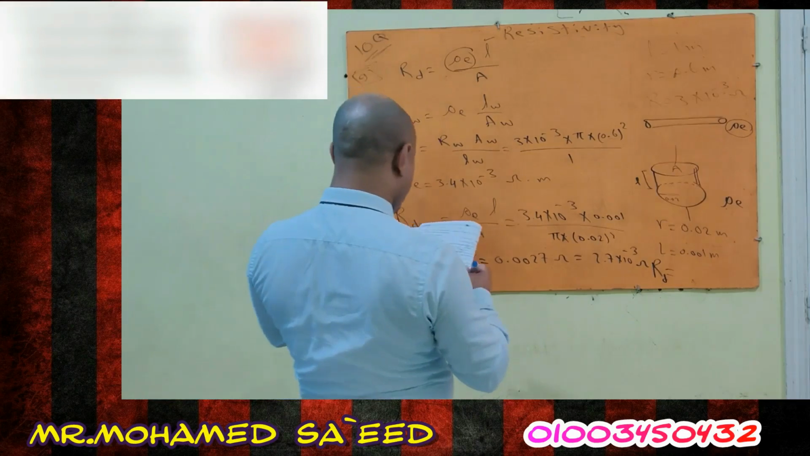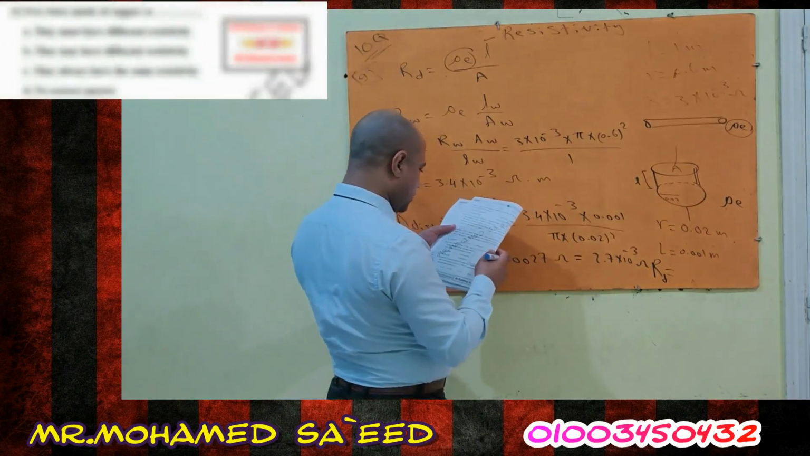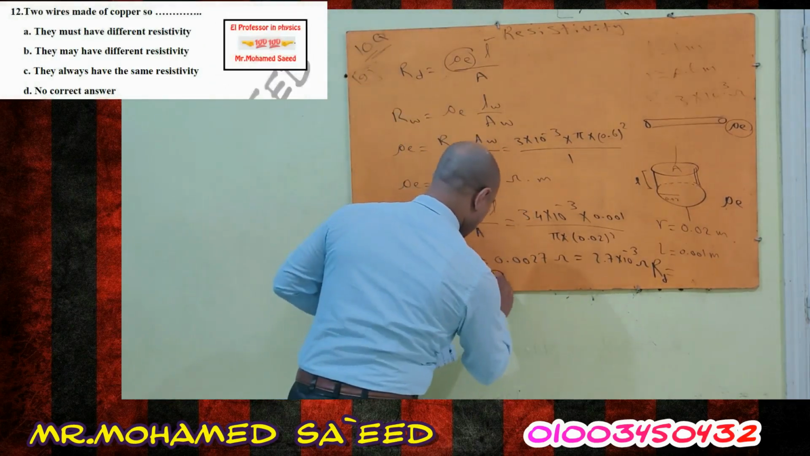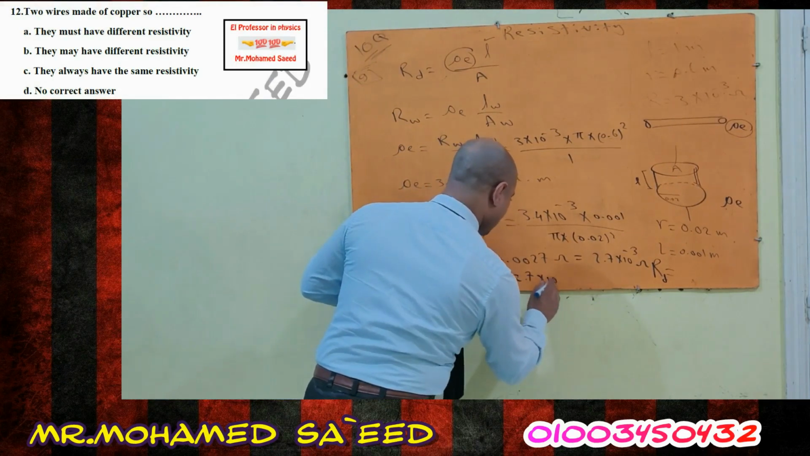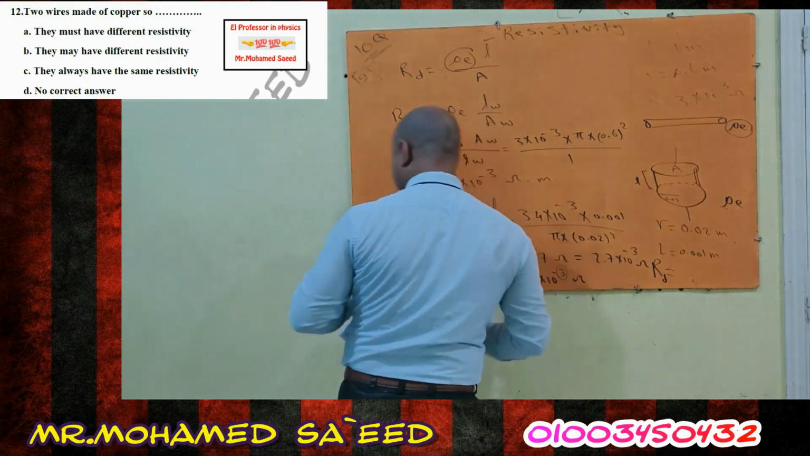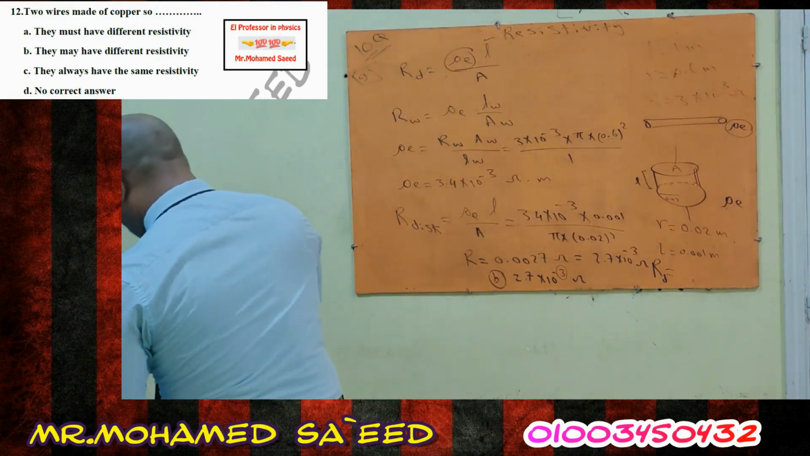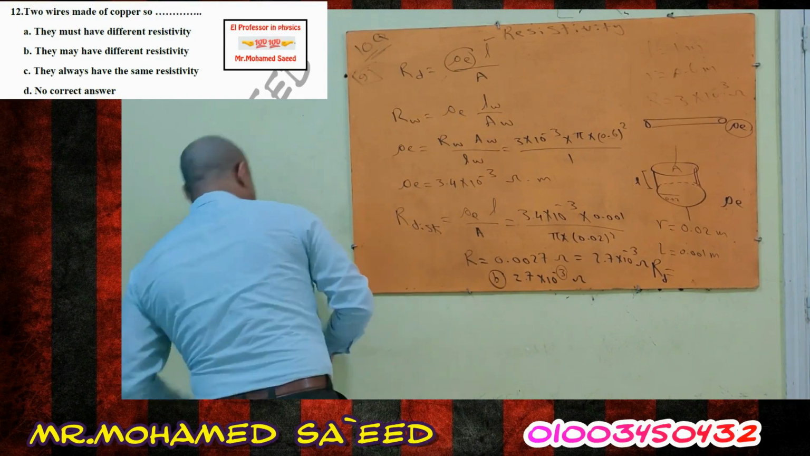The true answer is B, but you can change it. 2.7 times 10 to the power negative 3, not negative 7. Okay, another question, the last question.